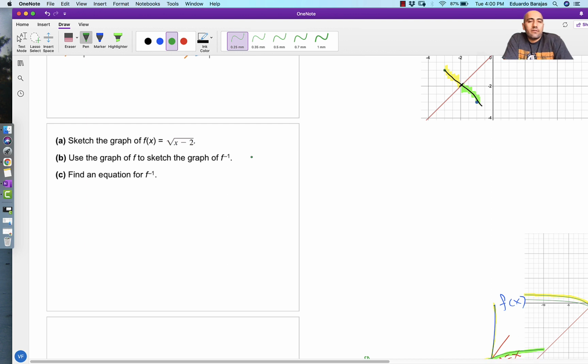Okay, one more simple example. Sketch the graph of f of x equals the square root of x minus 2. Use the graph of f to sketch the inverse of f, and then find the equation for f inverse.